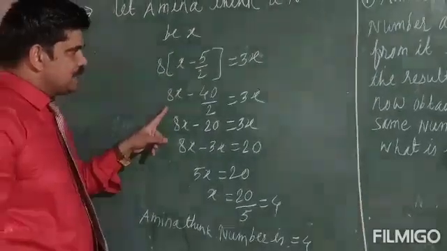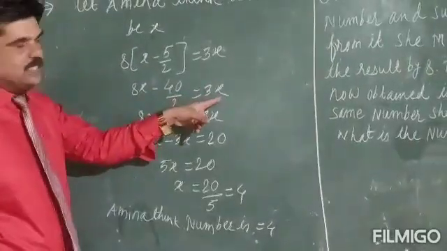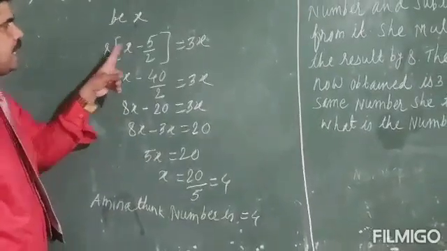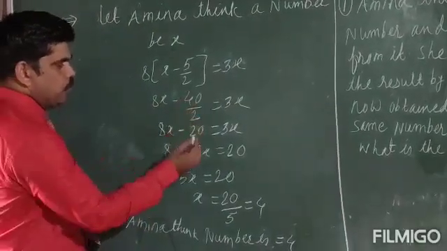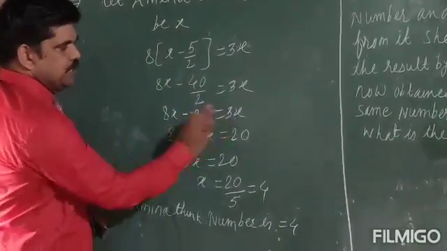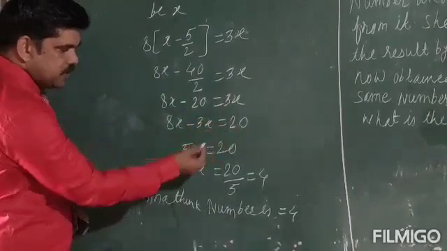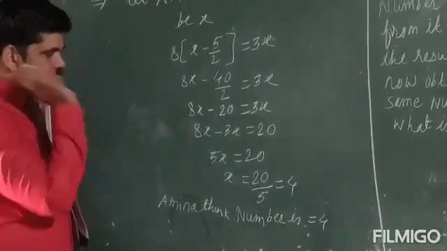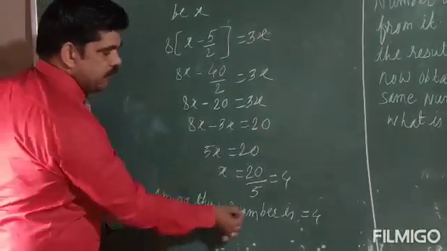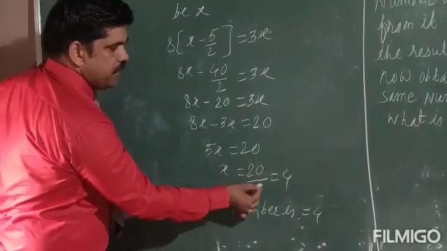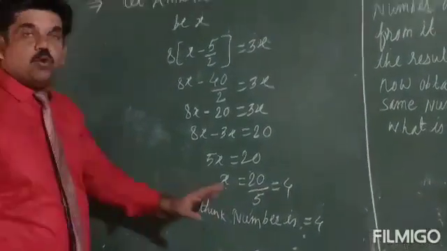Now 8 into x, 8x, 8 into 5 upon 2. So 8 fives are 40, 40 upon 2, 3x as it is. Now 8x as it is, 40 upon 2 is 20, minus 20, and 3x as it is. This minus 20 will be plus on the other side, and positive 3x will go from RHS to LHS as minus. So therefore 8x minus 3x is 5x, equal to 20. 5 is multiplied here, so it will be divided on this side. 20 upon 5 gives you 4. So x is equal to 4. So the number Amina thought of was 4.